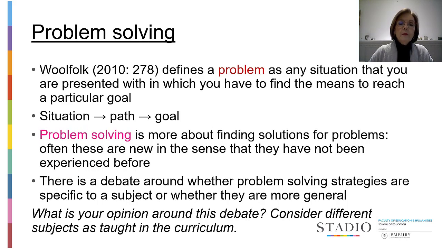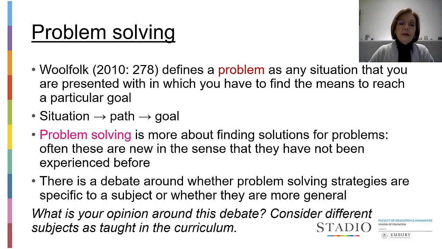Moving on now to talking about problem solving, Woolfolk defines a problem as any situation that you are presented with in which you have to find the means to reach a particular goal. So you're given a situation, you have to now go and develop your particular path to get to the goal of the learning activity. So with problem solving, it's more about finding solutions for problems, and often these are new in the sense that they have not been experienced before.